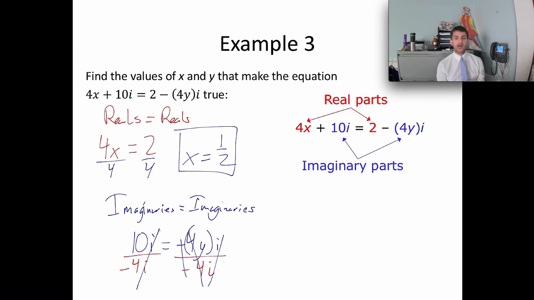Those i's cancel out. Now we have 10 over -4. 10 over -4 we can reduce, dividing both of those by 2, and we end up with -5 over 2. So our y value is -5 over 2.